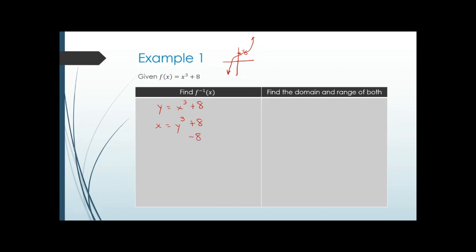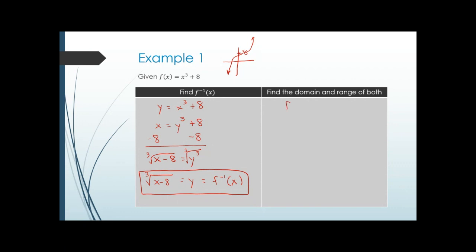So I'm going to start by subtracting 8 from both sides. So I have x minus 8 equals y cubed. And then to get rid of the cube, I want to take the cube root. And so the cube root of x minus 8 is equal to y. And then you can replace y with f inverse of x. And that is the inverse function. So you replace f of x with y, interchange the x and the y, solve for y, and then replace it with the inverse symbol.